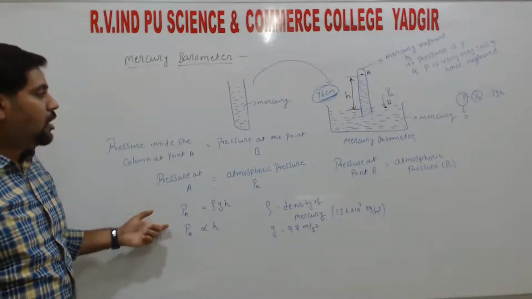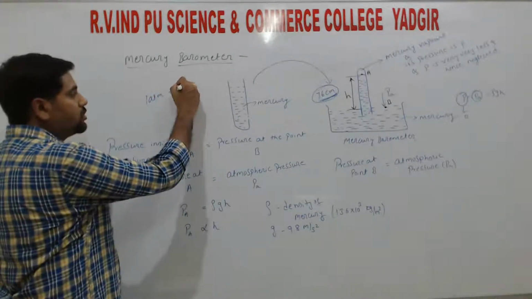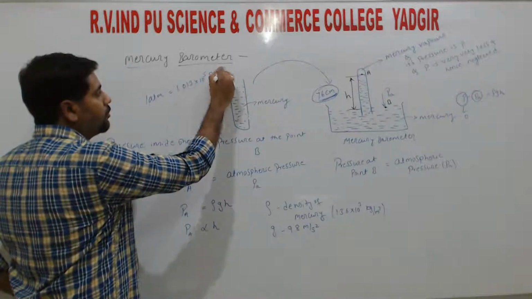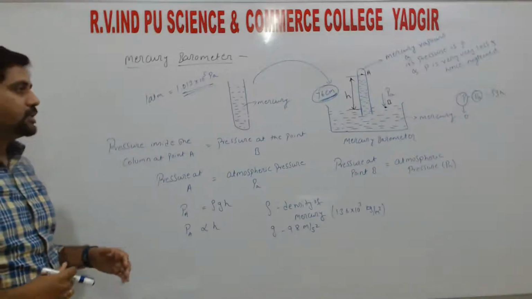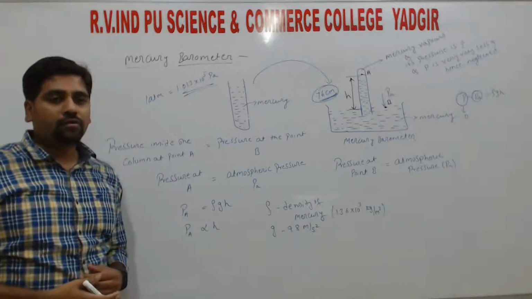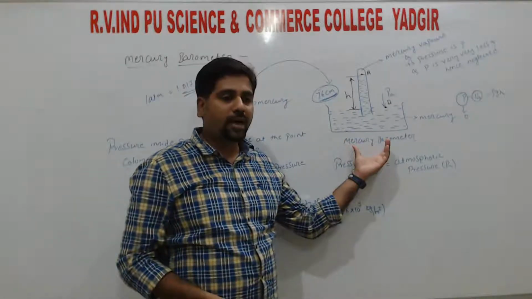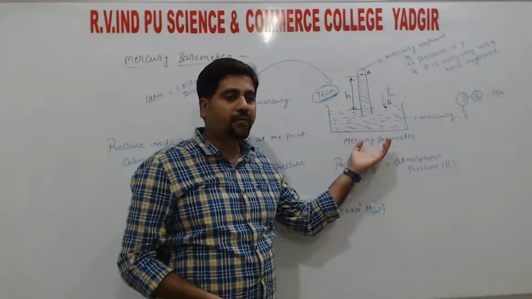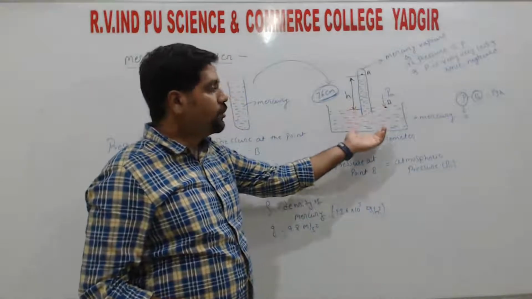So that's how we get the value of 1 atmospheric pressure, that is equal to 1.013 into 10 to the power of 5 Pascal, right? So the device used to determine atmospheric pressure is the mercury barometer. A mercury barometer is a device used to measure or determine the value of the atmospheric pressure, right?